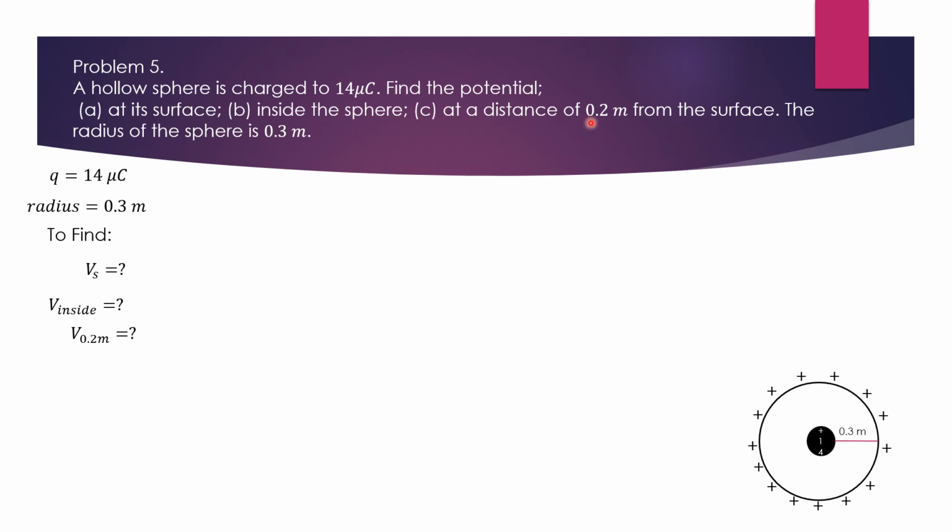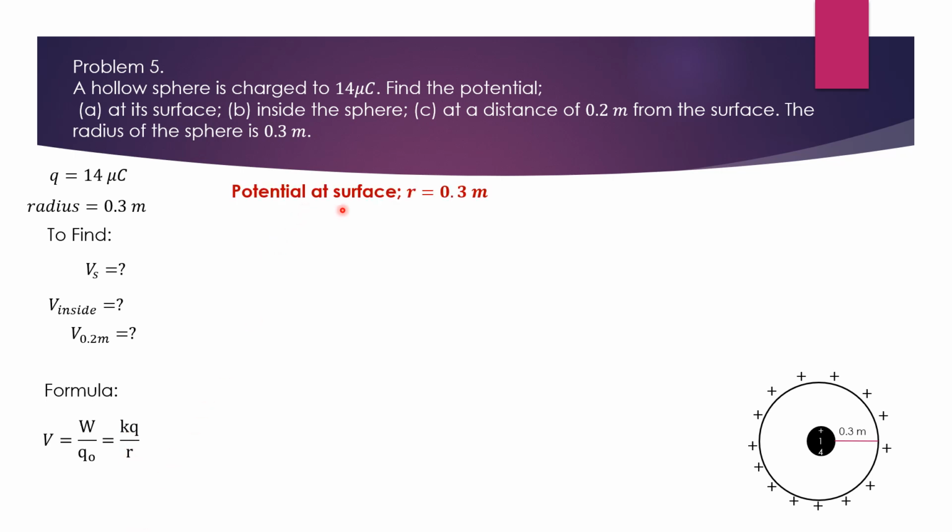Problem 5. A hollow sphere is charged to 14 microcoulomb. Find the potential at its surface, inside the sphere, and at a distance of 0.2 meter from the surface. The radius of the sphere is 0.3 meter. Now Q is the charge, 14 microcoulomb, inside the sphere. Radius is 0.3 meter. To find potential at surface, potential inside, and potential at a distance 0.2 meter away from the surface. The formula for the potential that we use, potential being work done per unit charge, is equal to KQ over R.